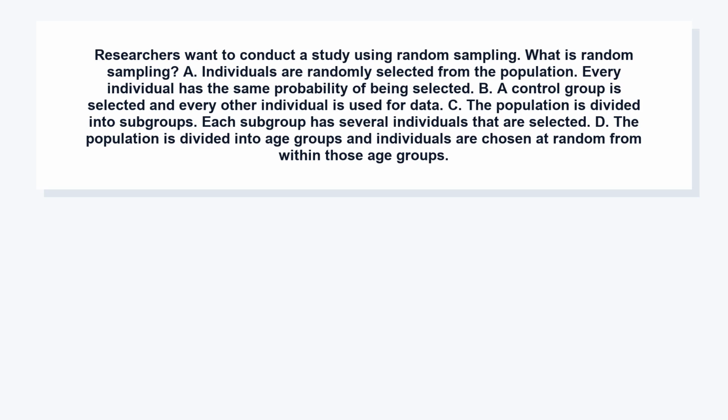GED science test prepare. Researchers want to conduct a study using random sampling. What is random sampling? A. Individuals are randomly selected from the population. Every individual has the same probability of being selected.